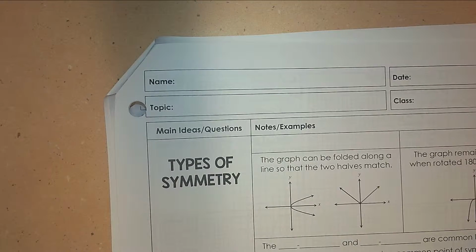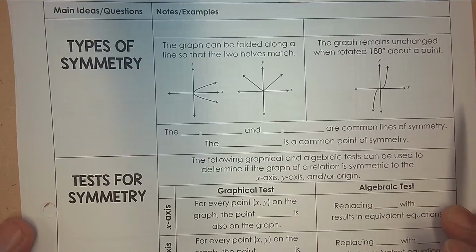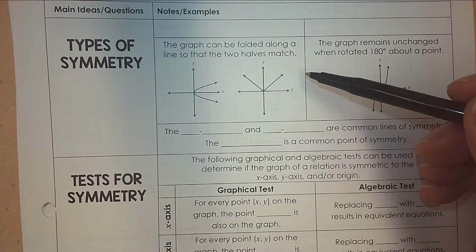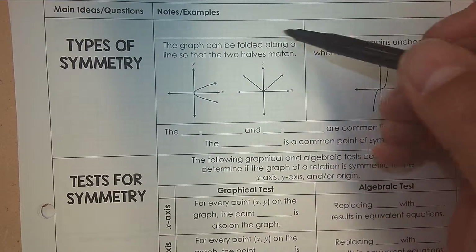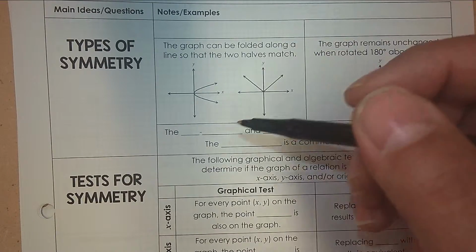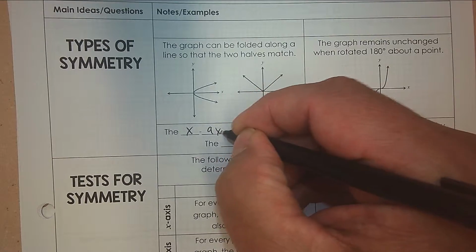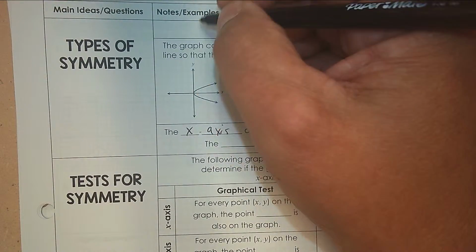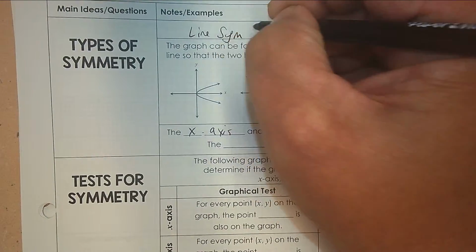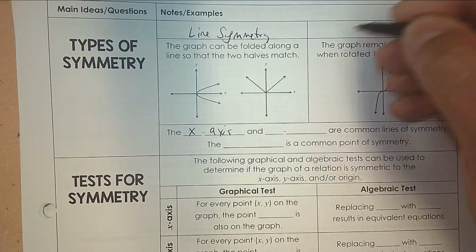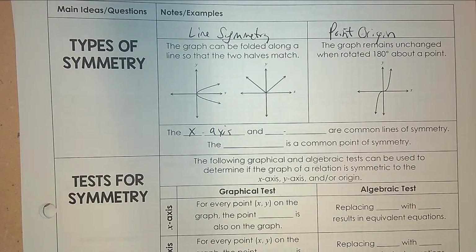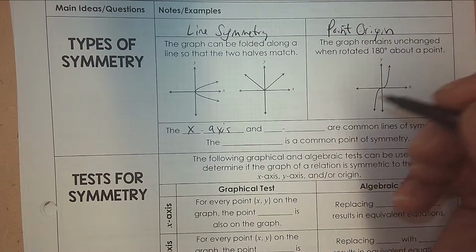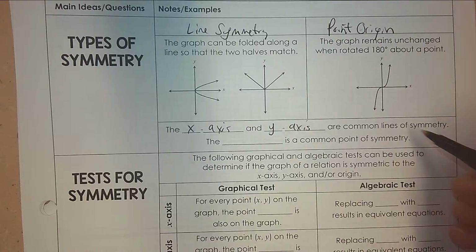All right, now we're talking about symmetry and the different types of symmetry to identify, and that can also help us in calculus. So the graph can be folded along a line so that the two halves match. A reflection, right? So when you look at here, in terms of the types of symmetry, the x-axis, here, this is considered line symmetry, or an axis symmetry. Or you can have a point symmetry, like with the origin. So the x-axis and y-axis are common lines of symmetry.